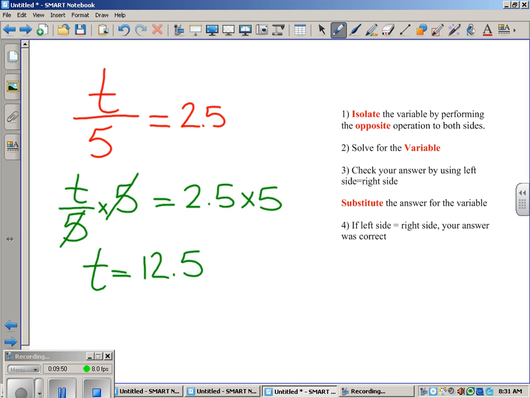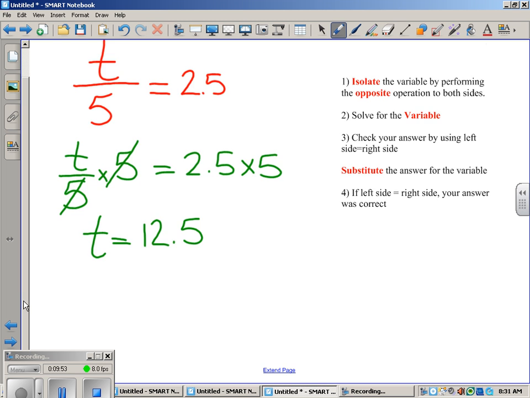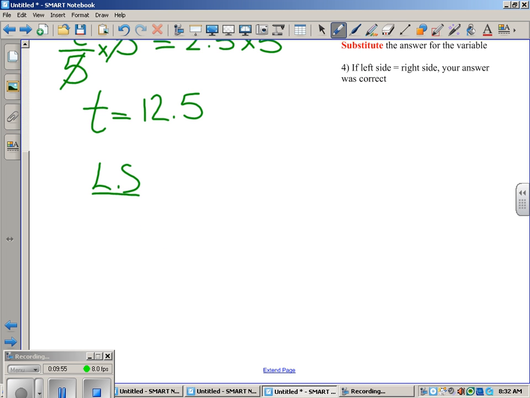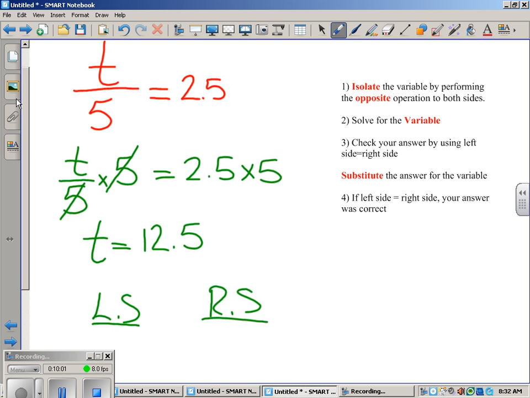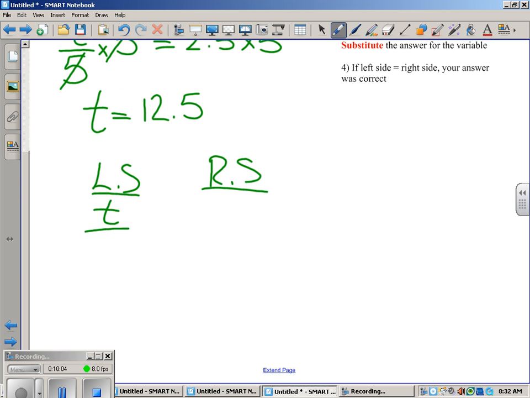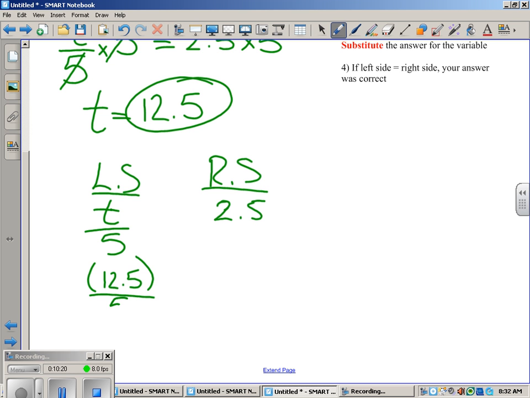12.5. And when you do that, you say, oh, that looks really, really good, but I have not checked. So you do your left side, right side. My original left side was t over 5. My original right-hand side was 2.5. Now, we substitute our answer for the variable, showing substitution by putting it in brackets. Divided by 5. Using your calculator, when we do that, we will get the answer of 2.5. That side equals that side. And we are fini.